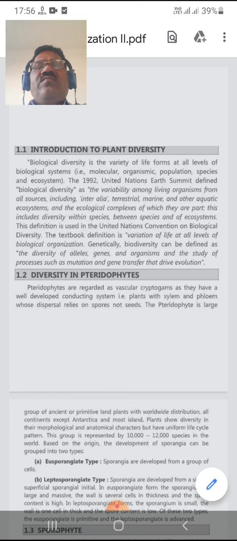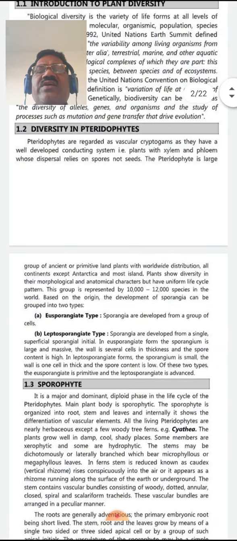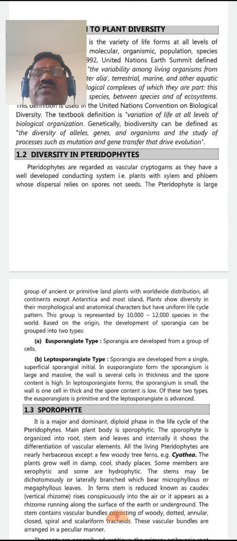So, the plant diversity is one of the important group of the plant life. So, there are different life forms, that is angiosperms, gymnosperms, pteridophytes, bryophytes. So, first we see the diversity in pteridophytes. Pteridophytes are regarded as the vascular cryptogams.